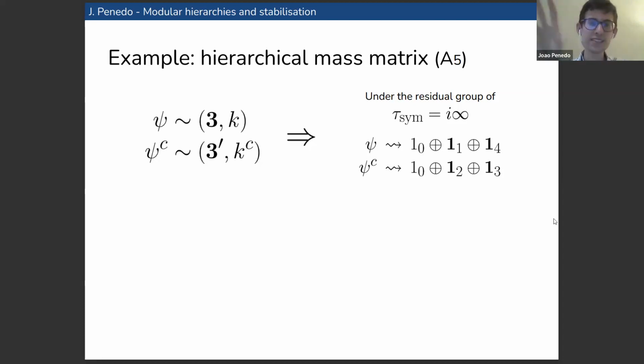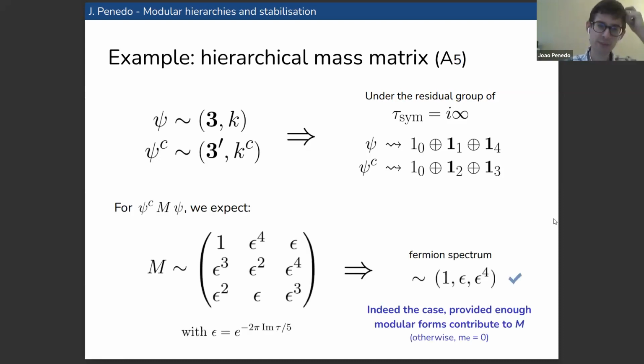Now, in this analysis, you do the bit of group theory. Let's say the imaginary part of tau is large, so you are close to i infinity in some sense, and you find how your fields decompose at this symmetric point. And with this bit of group theory, you can find the powers that populate the zero entries in your mass matrix. So this epsilon is a small parameter, in this example suppressed by a large power of the imaginary part of tau. And you get this kind of matrix, which leads to this kind of fermion spectrum.